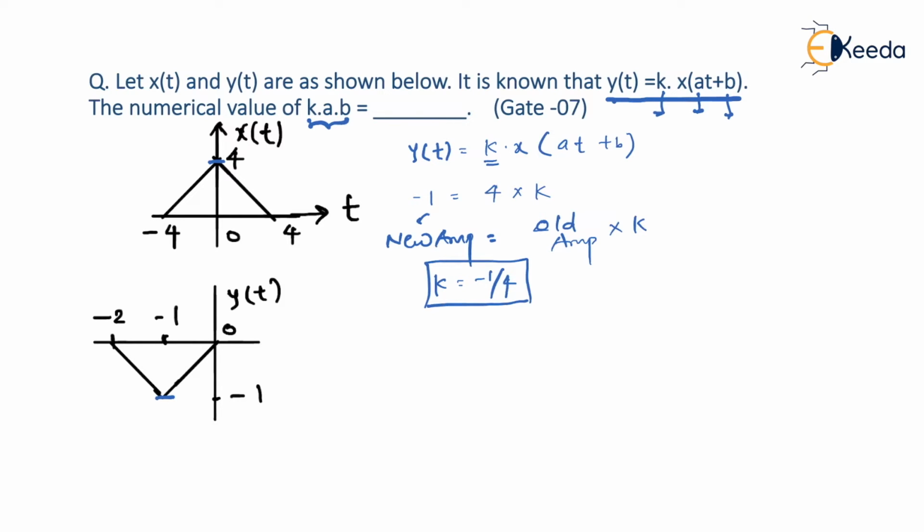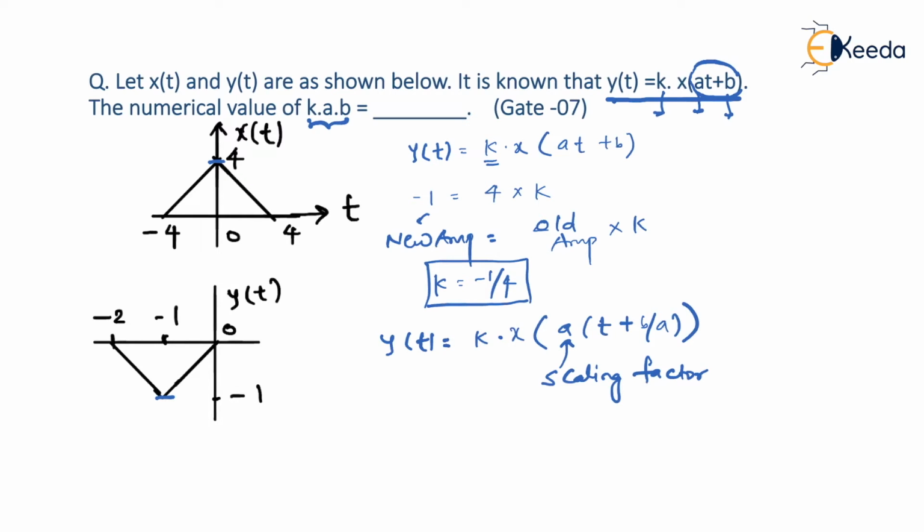Now, similarly, we can also get a. What is a? a is basically a scaling factor. I can write y of t is equal to k times x of at plus b. You know that we always make the t coefficient free. So I can write a times t plus b by a. So it clearly means that a is a scaling factor.